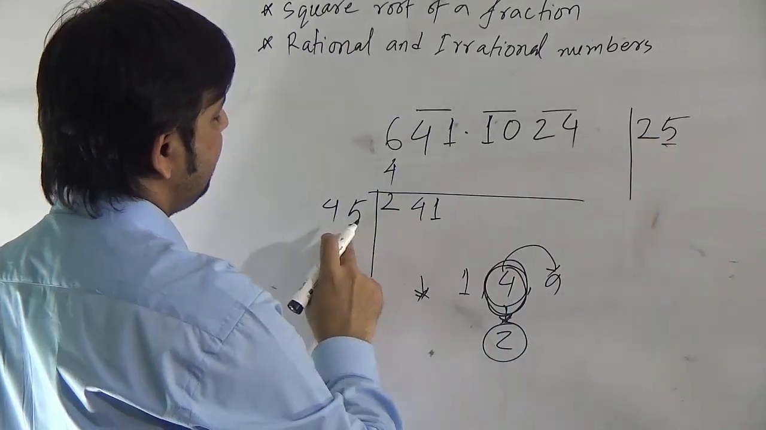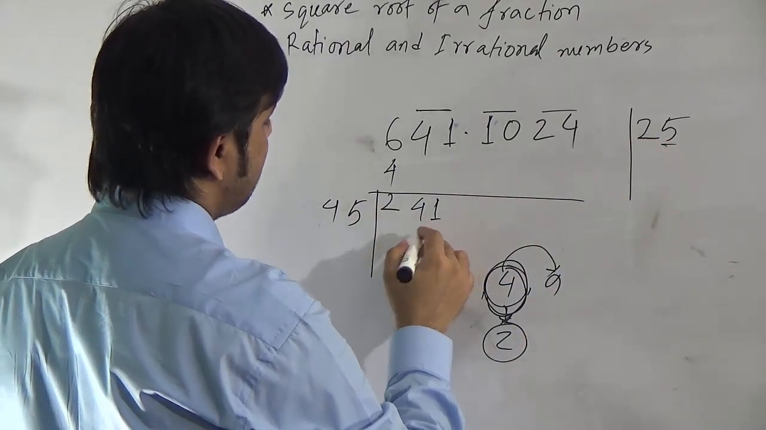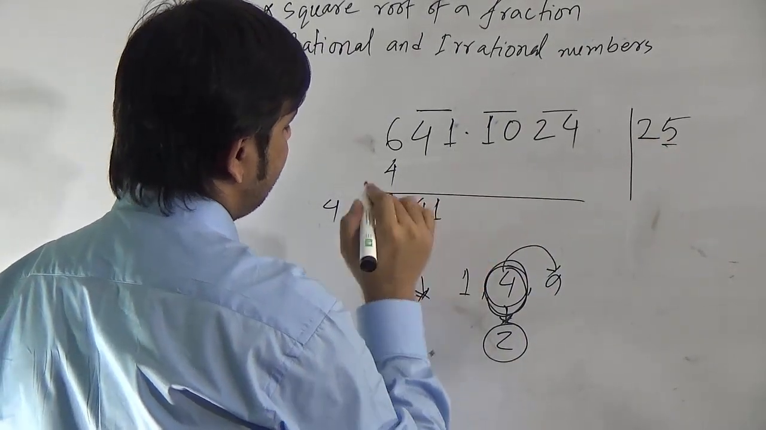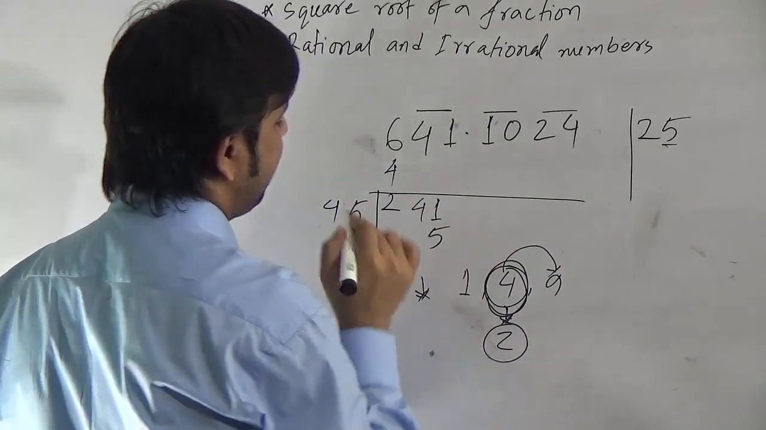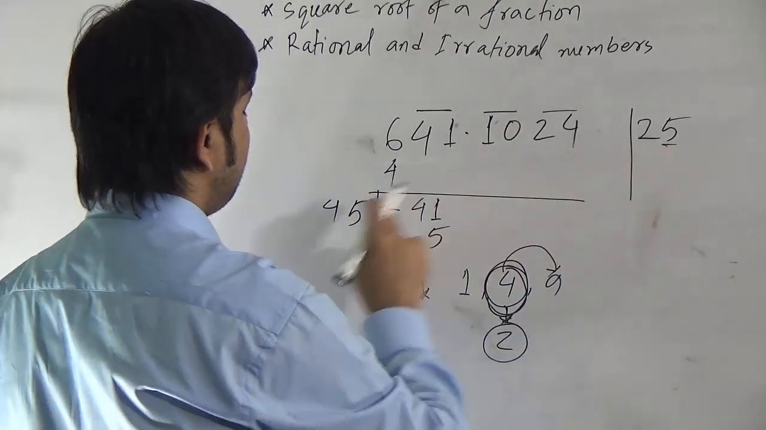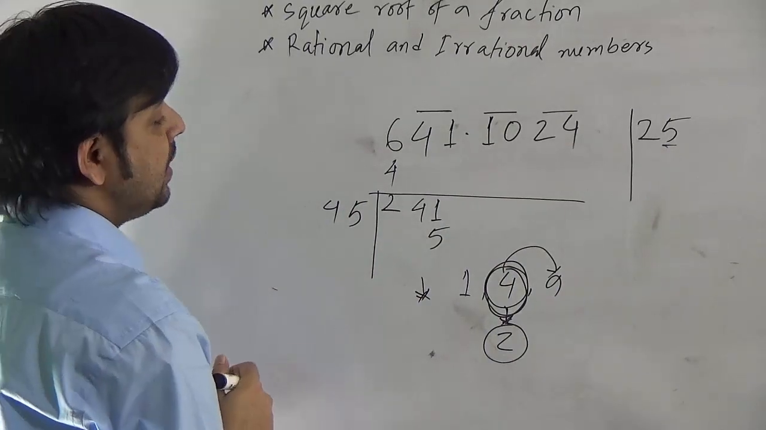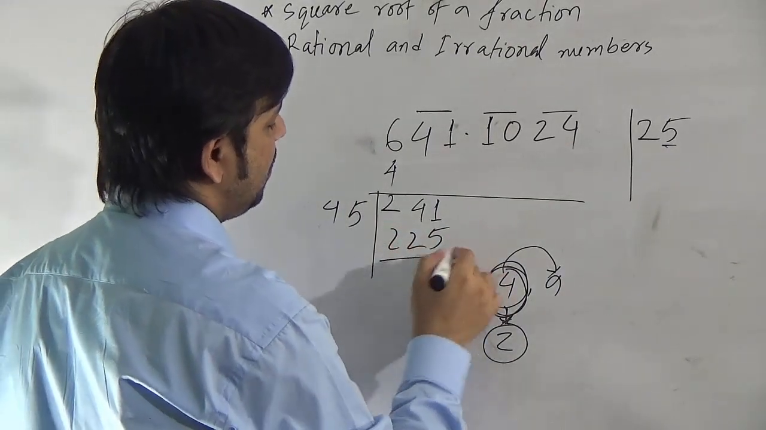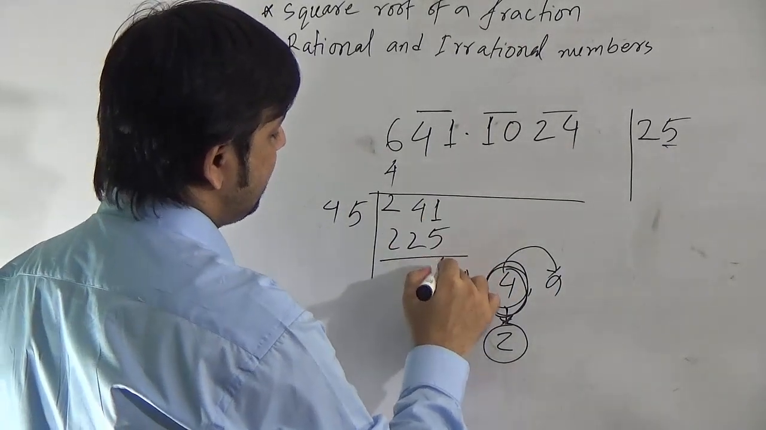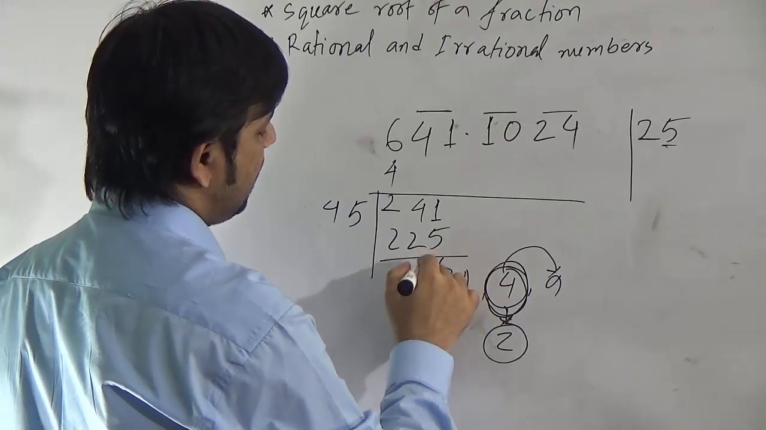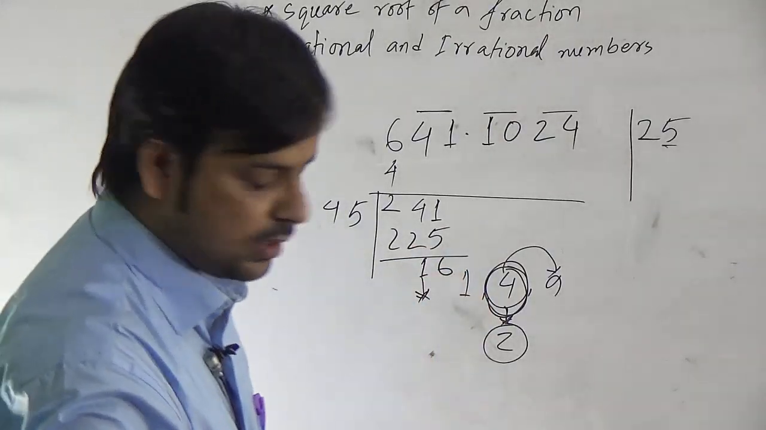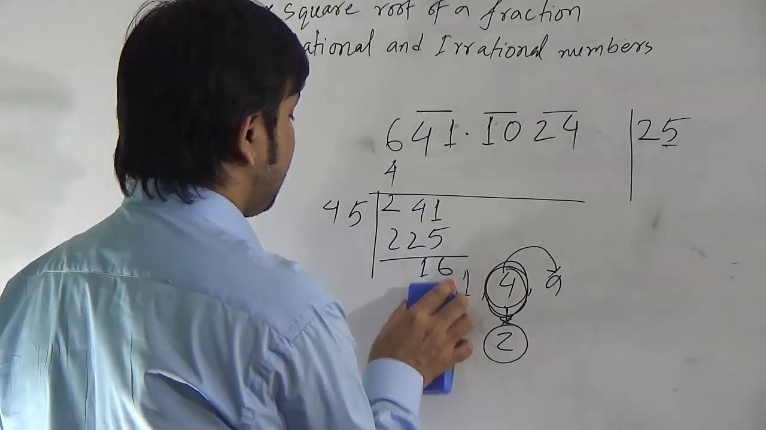So this will be 5 5s are 25. So write 5 here to left, 5 4s are 20 and 2, 22. Now if we subtract, we will get 6 here, 1 here, that is 16. Now we have to take the second pair.